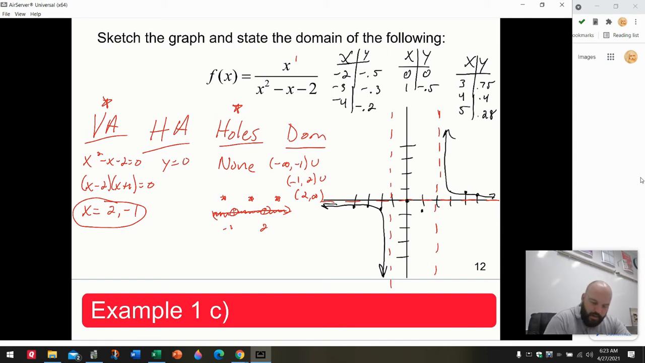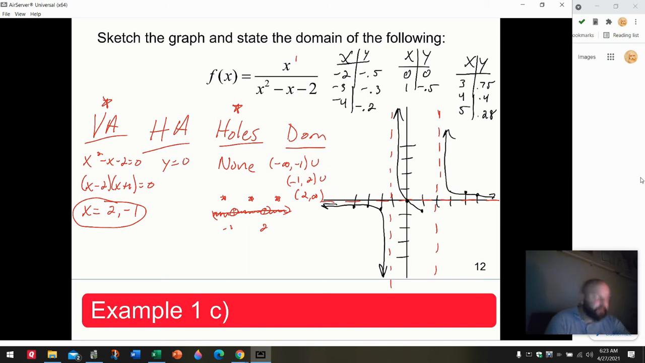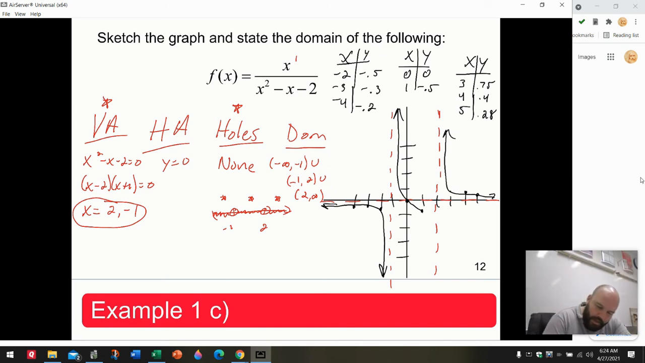Now, what this would do is as this goes up like this and approaches this vertical asymptote, it's going to shoot up in the air. And as it approaches this right-hand asymptote, it's going to shoot down like that. And there you go. We have our graph of our rational function.